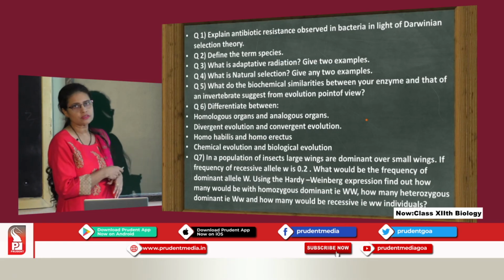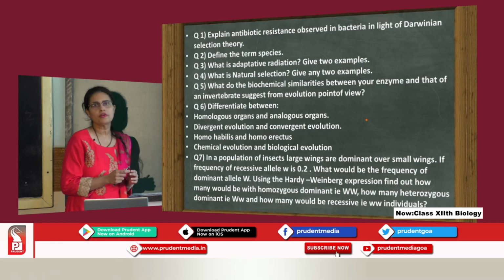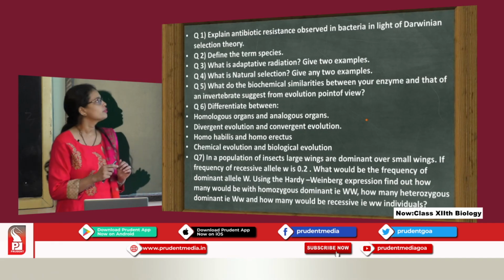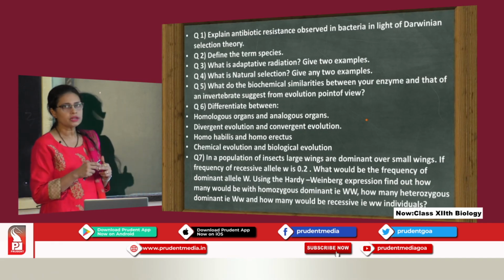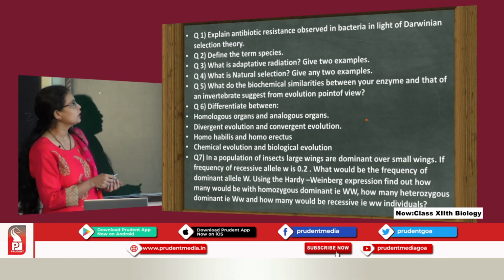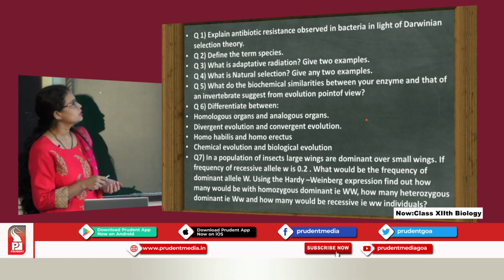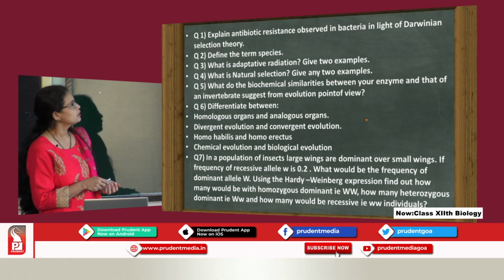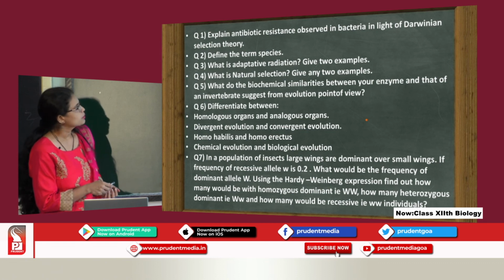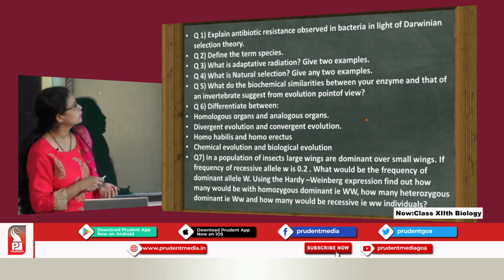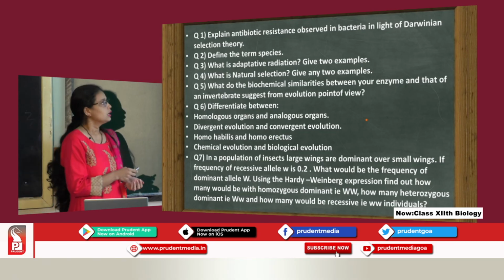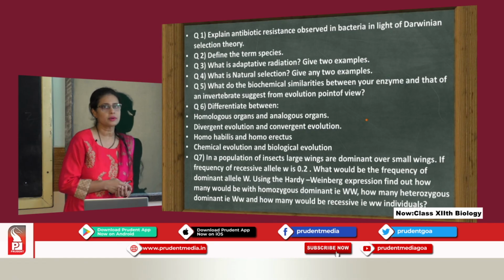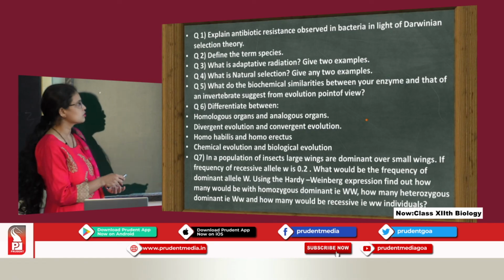Define the term species. Species are a group of individuals with similar features. They are capable of interbreeding with each other and producing fertile progeny. Adaptive radiation with examples are direct questions, which you can find in the slides. Natural selection is also a direct question. What do the biochemical similarities between your enzyme and that of an invertebrate suggest from evolution point of view? I have given this example of salivary amylase. It only shows common ancestry.